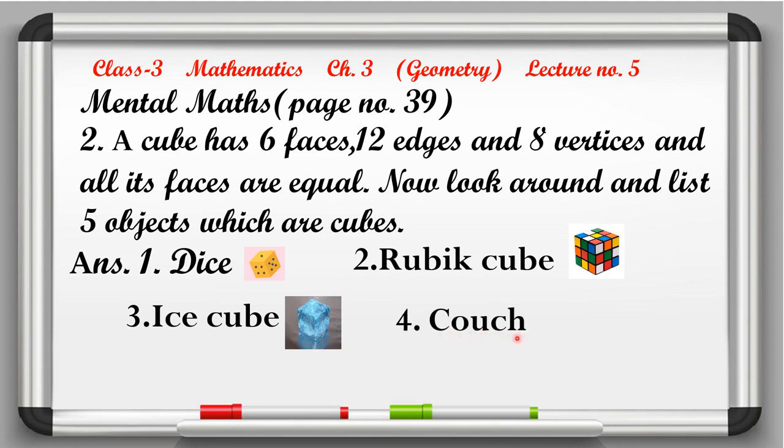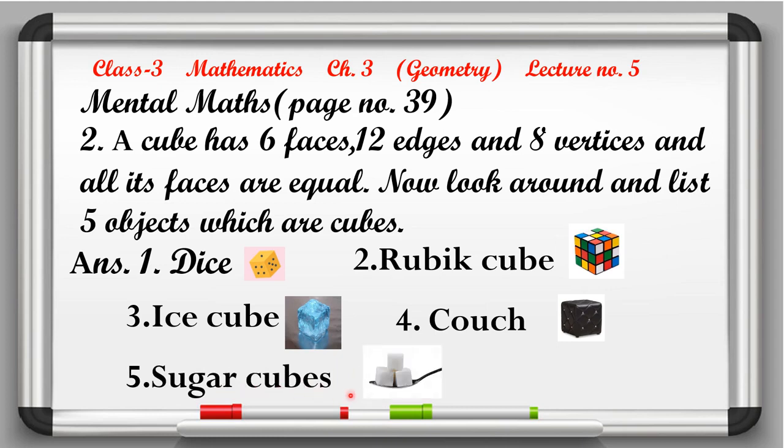Okay, and number 4, couch. What do you mean by couch beta? Like this. You can use it at homes. Okay, what comes with our sofa set, we call it a couch. Okay, this is of cubical shape. And number 5, that is sugar cubes. Okay, like this. Understood beta? So whenever you have to give examples of cubical objects or cube shape objects, you can give any 1 or 2 examples from it. Okay, whatsoever is asked from you.